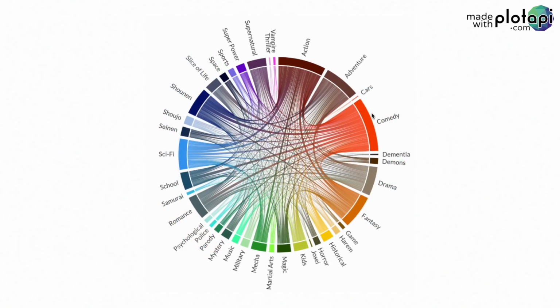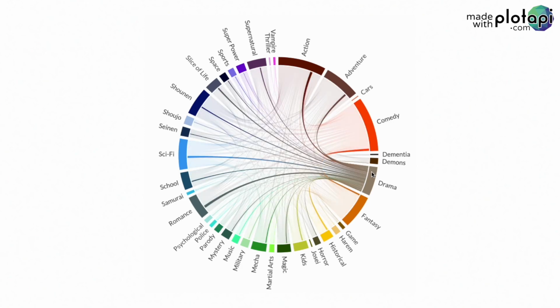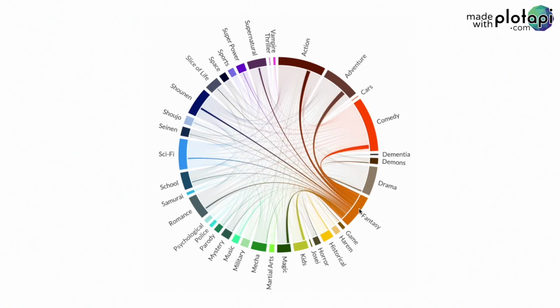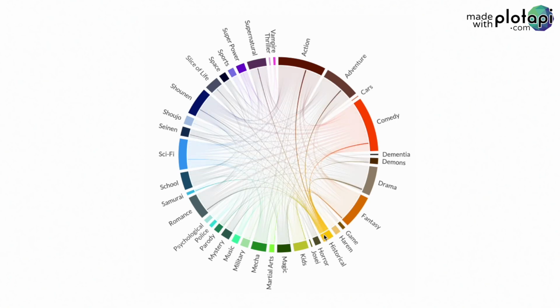Before ending the video, just a quick word of caution on using chord diagrams, as they can quite easily become very cluttered when representing too many entities and relationships.